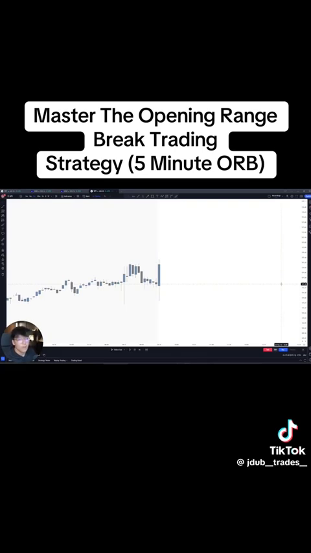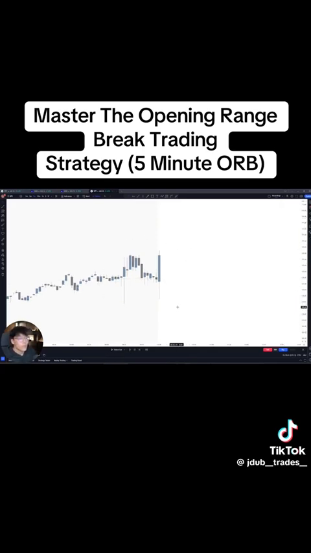But the rules I'm going to have laid out are fairly simple. As I mentioned before, we're going to mark out the opening range high and low of the first 5 minutes. We're going to drop down onto the 1 minute time frame. We're going to look for the price action around those key areas, and then we're going to look to target a minimum of a 1 to 2 risk reward ratio. So let's get right into the video.